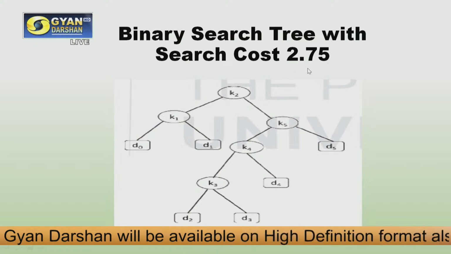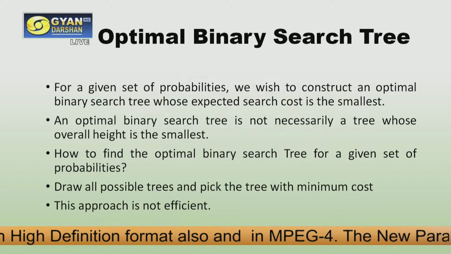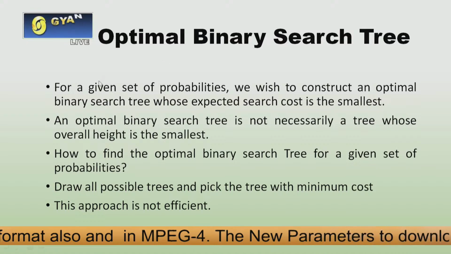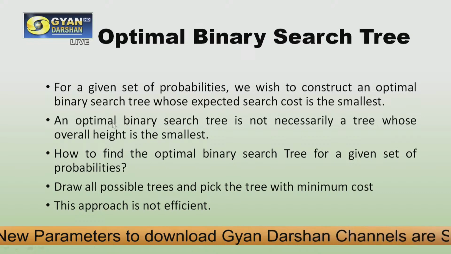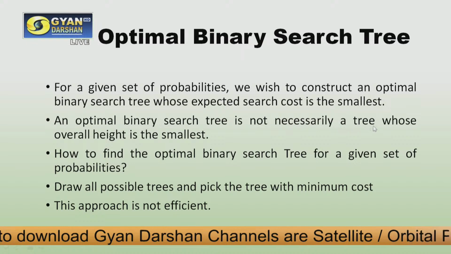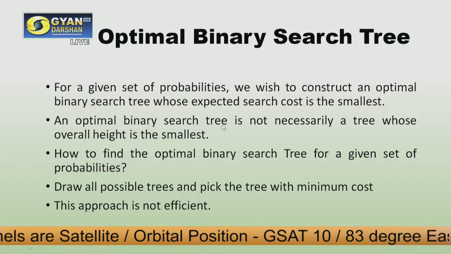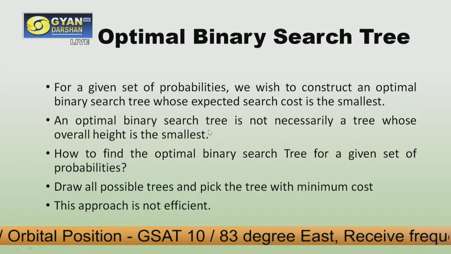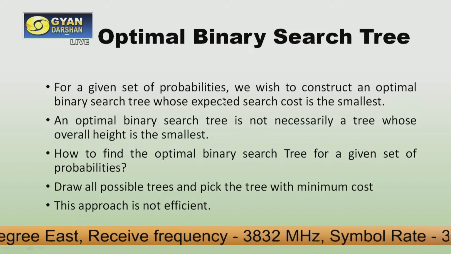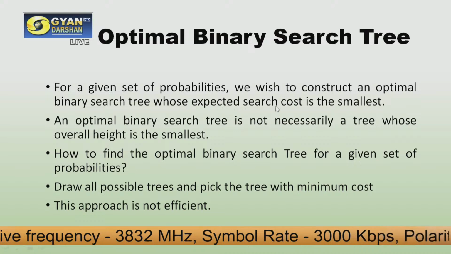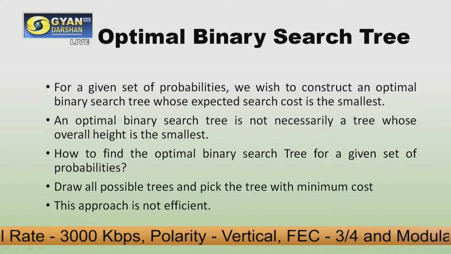2.75. So now it becomes very, very important for you to know that an optimal binary search tree, for a given set of probabilities, is not necessarily a tree whose overall height is smallest. So now you cannot say that the smallest tree is going to have the smallest height, right? For a given set of probabilities, we wish to construct an optimal binary search tree whose search cost is the smallest, but it may not be the tree which has the smallest height.